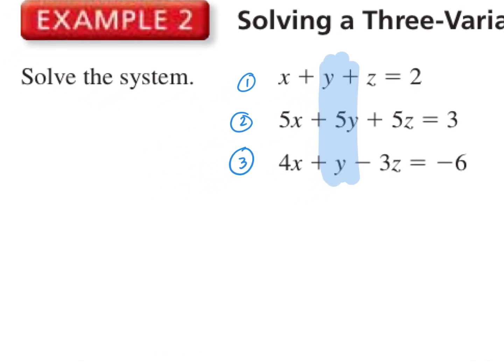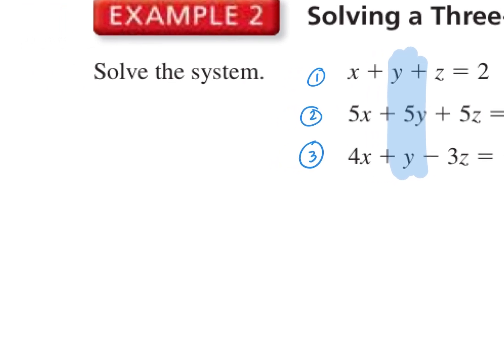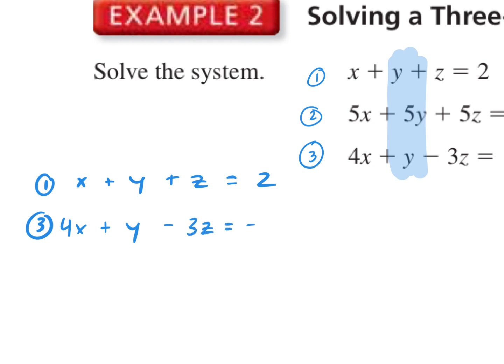So now we want to work with 2 equations at a time to get our y's to eliminate. Which 2 equations do you want to pick? 1 and 3, we can do that. It's a good choice because they're both already the same number, but we need them to be the same number but opposites. So 1 and 3. We have x plus y plus z is equal to 2. 4x plus y minus 3z is equal to negative 6.